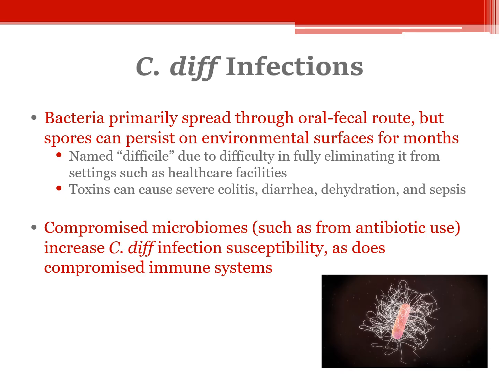Clostridioides difficile, or C. diff infections, are unfortunately quite common in healthcare settings. And C. diff is a bacteria that's primarily spread through the fecal-oral route, but it also produces spores, and the spores can persist on environmental surfaces for months, including on things like catheters and other pieces of equipment. The reason why it has the name difficile is because it's difficult to fully eliminate it from settings such as healthcare facilities, because again, it produces robust spores.